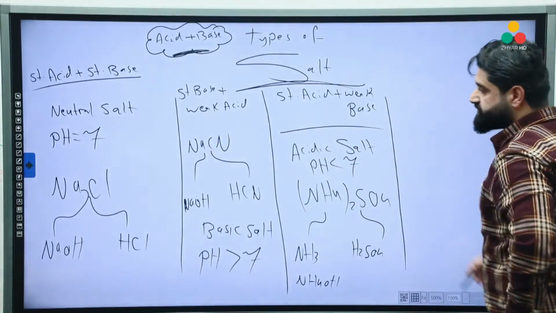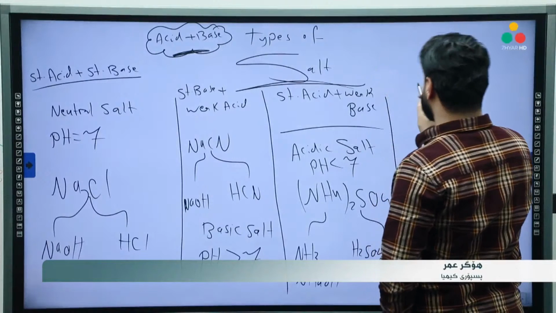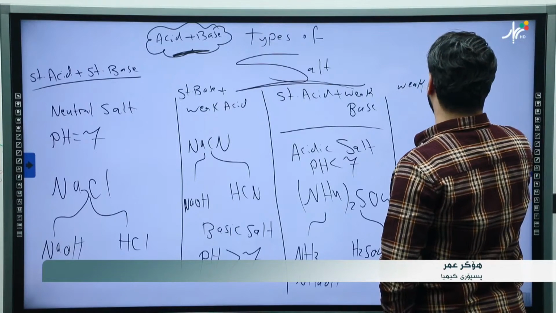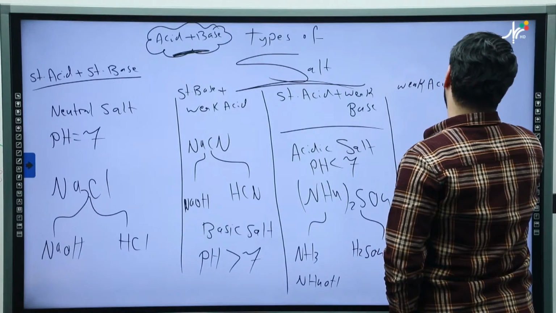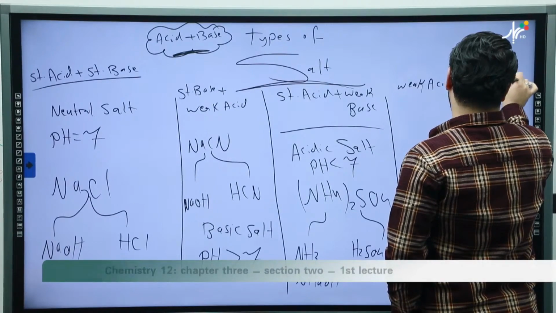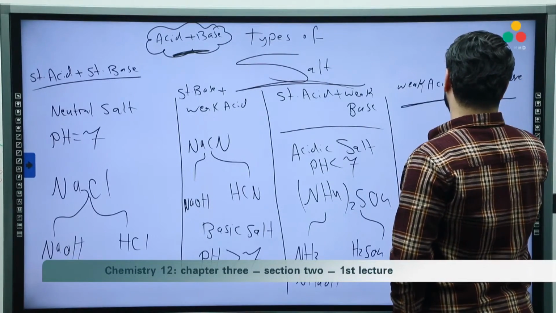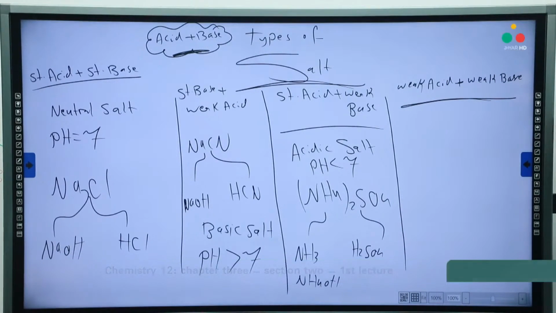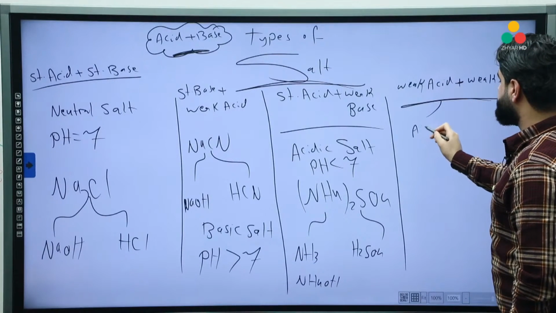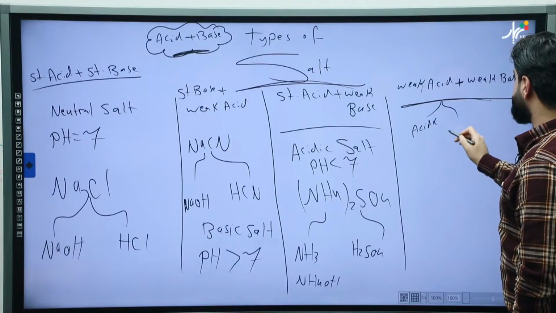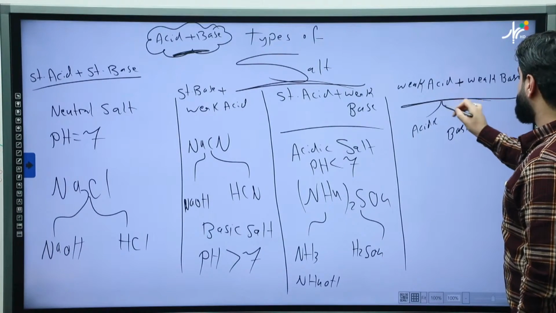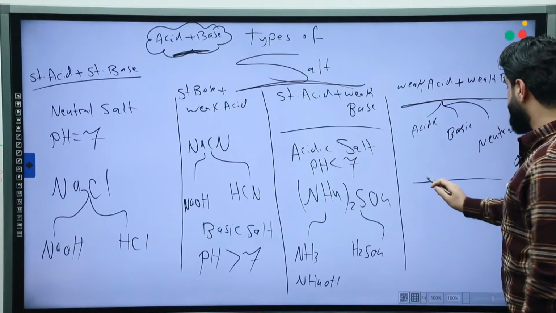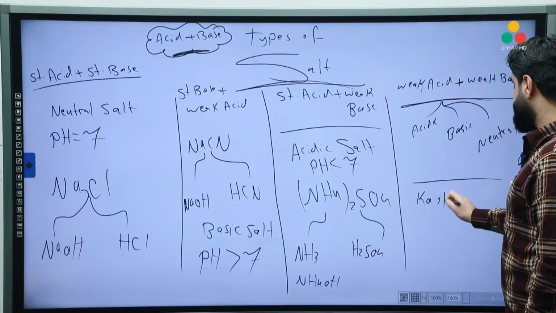And the last type of the salt comes from the reaction between weak acid plus weak base. There's no name for this type of salt. We just say salt of weak acid and weak base, and it could be acidic, it could be basic or neutral. pH of the medium depends on Ka and Kb.